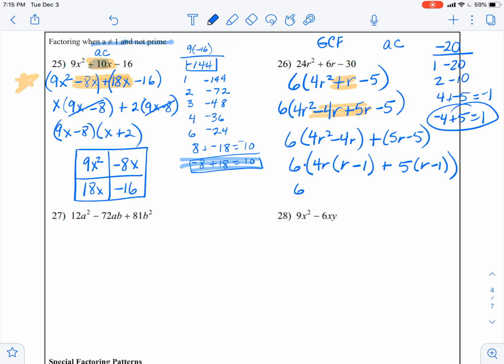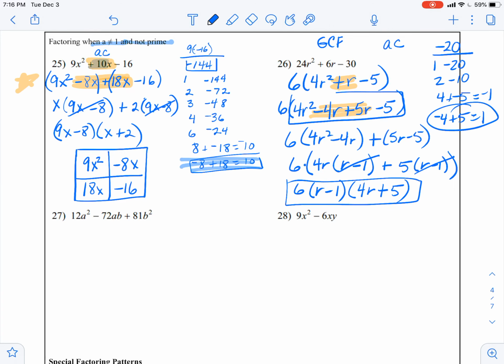So my 6 was my common factor to start off with. They both have an r minus 1 in common. That's going to leave me with a 4r plus 5. Okay? If you were doing this by the box method, then what you would do is you would just ignore the 6. You're going to just put this piece in the box, and just remember when you're done, the 6 has to go out in front.